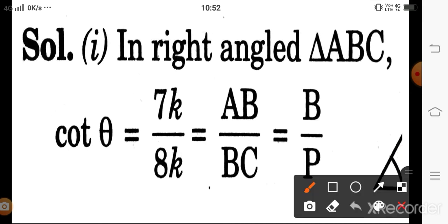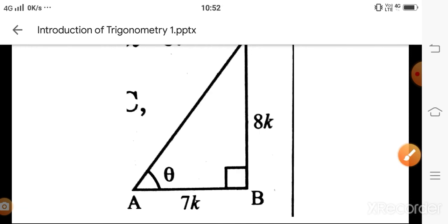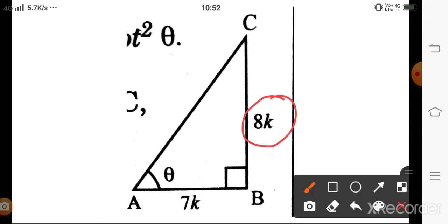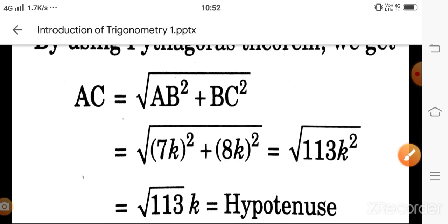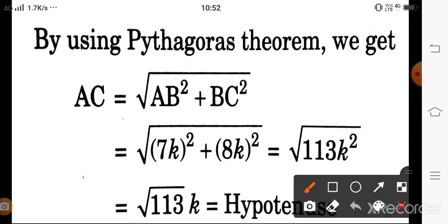Since cot theta is base upon perpendicular, we take 7k as the base and 8k as the perpendicular. If we have the perpendicular and base, we can find the hypotenuse using the Pythagoras theorem. AC is the square root of 7k square plus 8k square, that is 49k square plus 64k square, giving 113k square, so the hypotenuse is under root 113k. Now we can find the value of sine and cos.